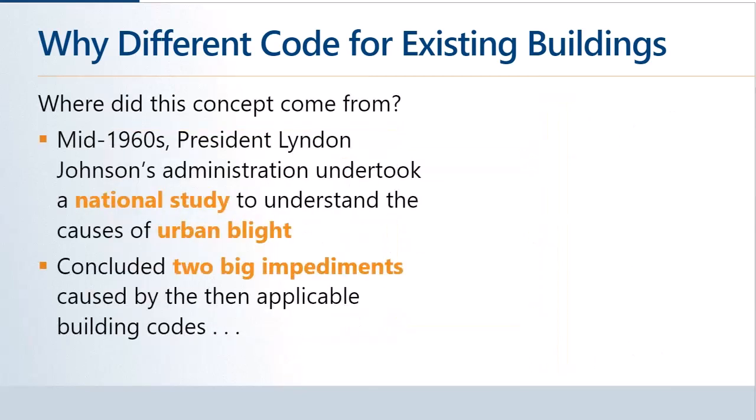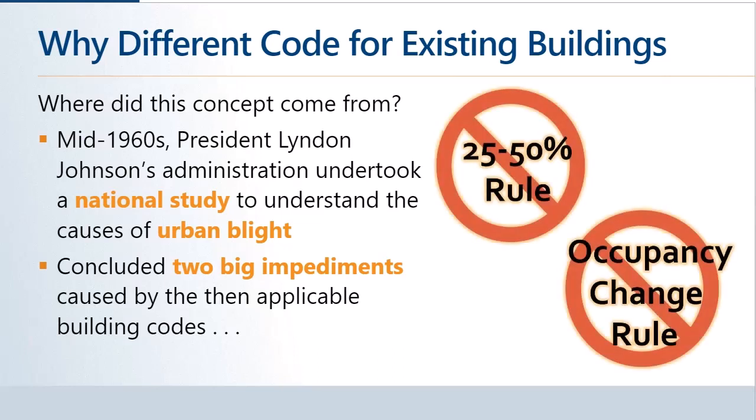So where did all this come from? Well, it really started in the 1960s when Lyndon Johnson's administration wanted to understand better the causes of urban blight and why folks were leaving dense urban areas and choosing to construct new buildings out in the burbs. And so during that process, two significant impediments within the building codes. There were other reasons, but there were two code reasons. It's the 25-50% rule and the occupancy change rule.